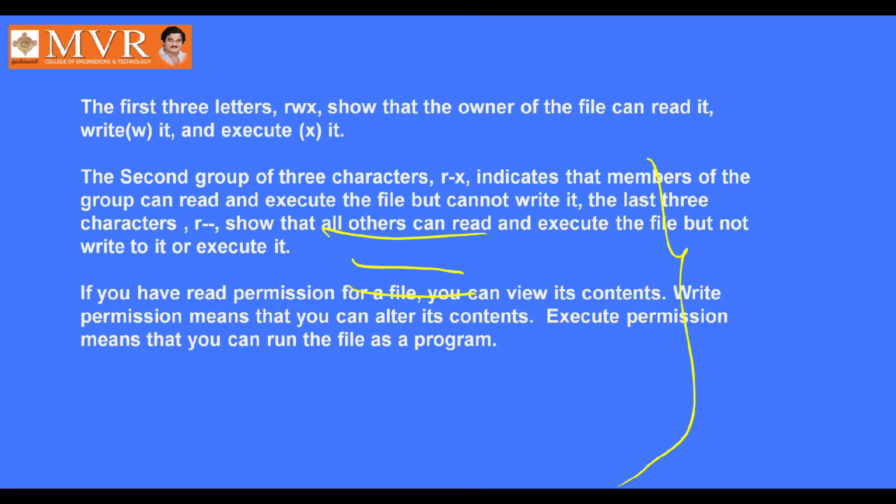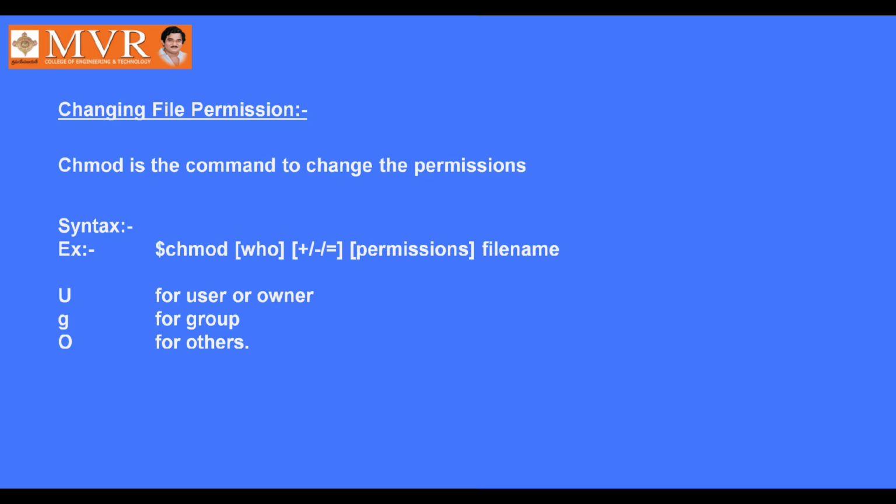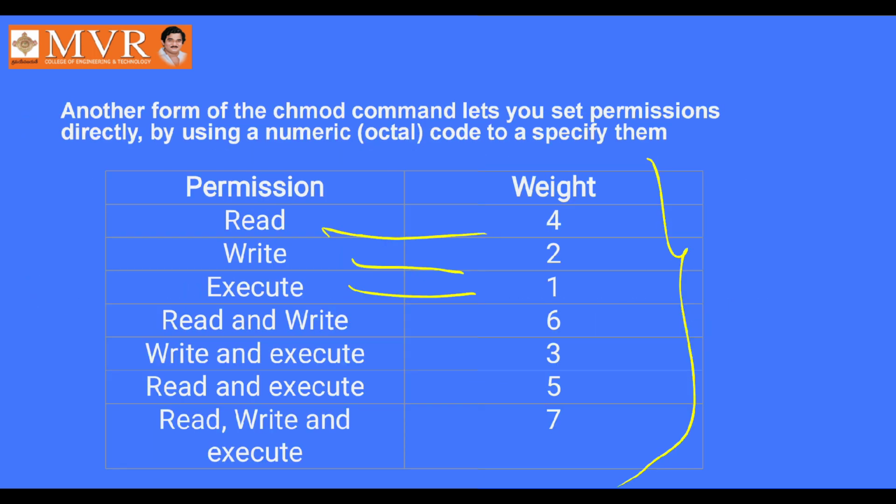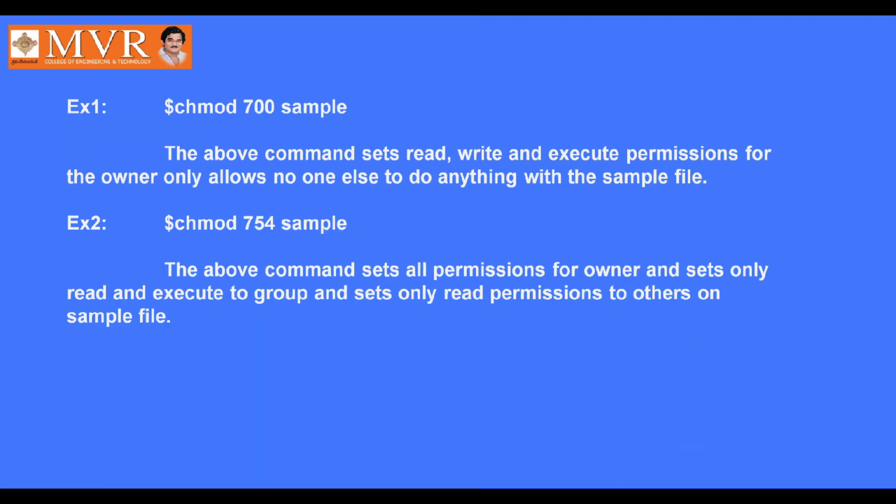If you remember the first 3 numbers, that's enough. The remaining things can be found by using the addition method. Okay, so read 4, write 2, and execute 1. So the combination you can find with the sum, by adding them. Okay, let us see how we do it.